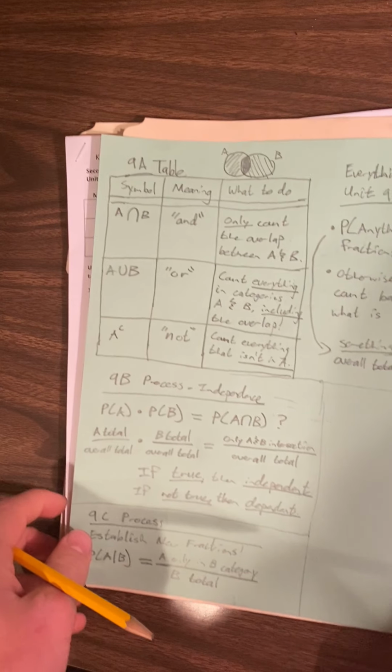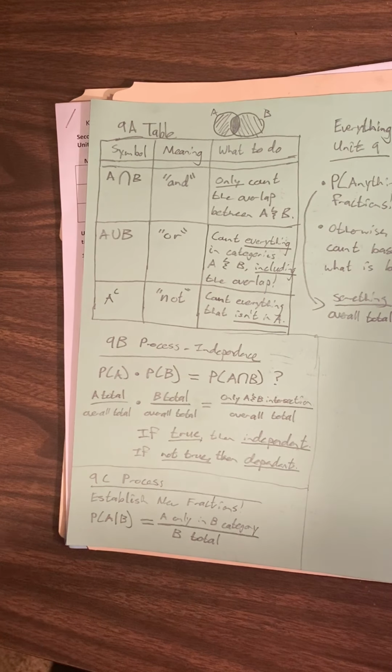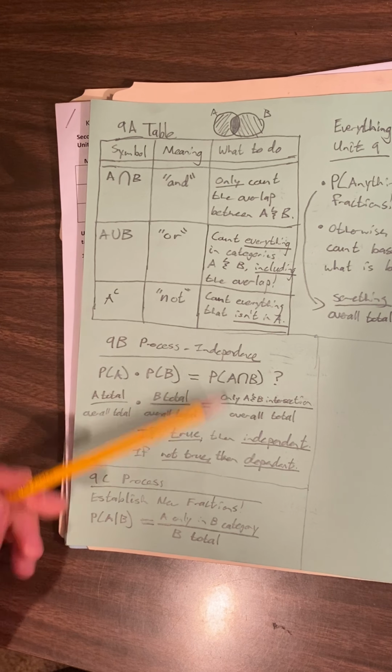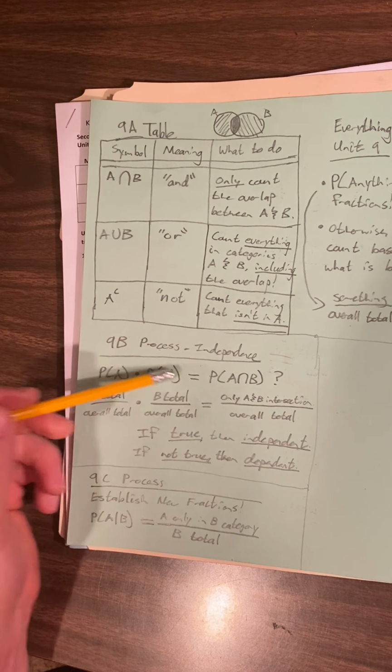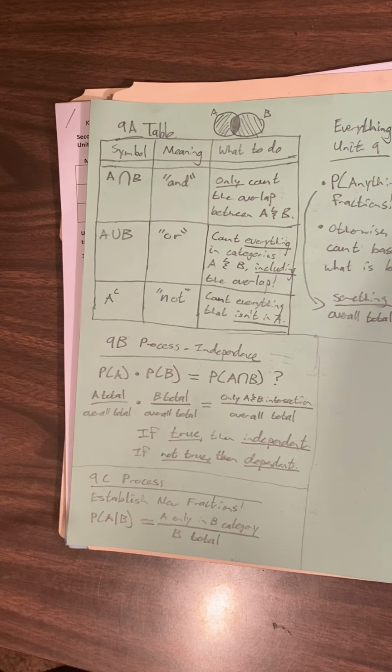Now we'll move to 9B, right here in the middle. The 9B process is the one thing in this unit that is pretty much the same throughout. So anything 9B, if you're checking for independence, going back to how we defined A and B up here, A is just one thing and B is just another thing. So let's say you want to find, based on the problem, if being a girl is independent of liking ice cream. It doesn't matter which is which. You can say A is being a girl and B is ice cream, whatever.